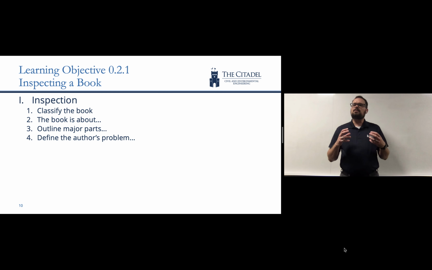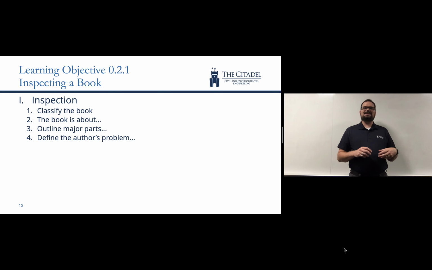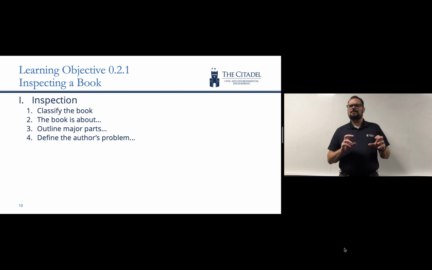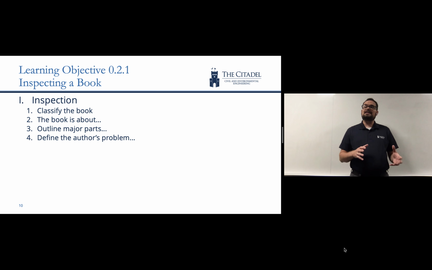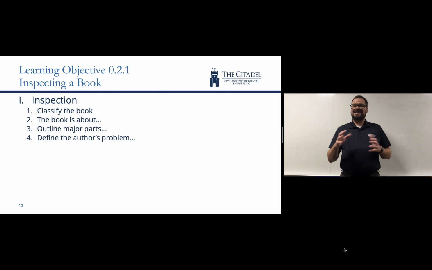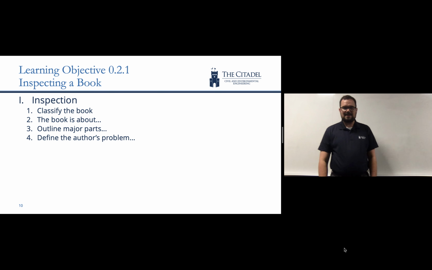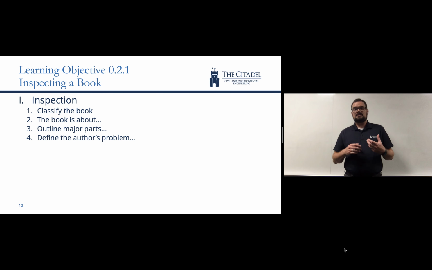Once we classify the book, we want to ask what is the book about and go through and figure out what major topics are being covered in the book. From there, we want to outline its major parts, see how the author has put the book together to understand what we might learn and when. And then finally, we want to be able to define the author's problem. What is the author attempting to do by writing this book?